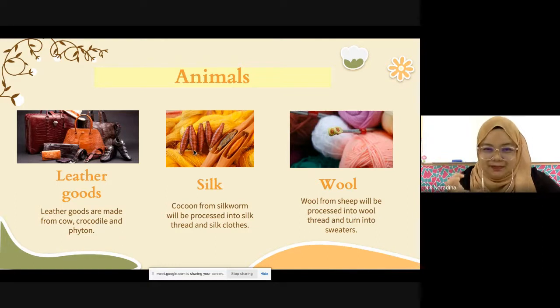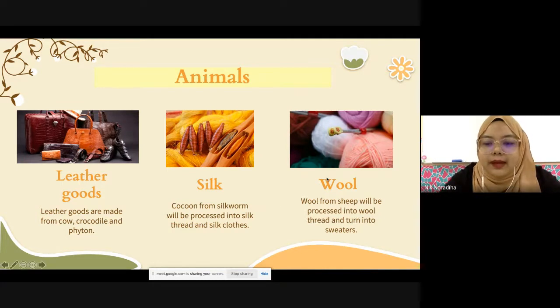So the silkworm has its cocoon, right? So what is the function of the cocoon? Why does the worm have a cocoon? You have learned about the animal life cycle in primary 2. You already forgot. Why do some animals have a cocoon? To protect their eggs or larva. Good job. So this cocoon will be processed into silk thread. Then those silk threads will be used to make silk clothes.